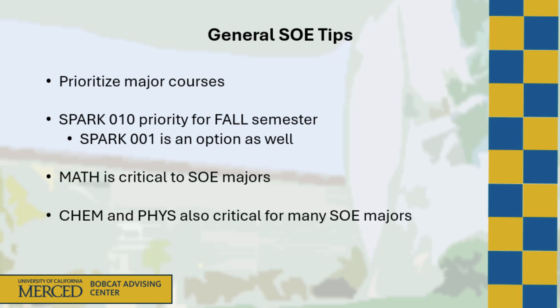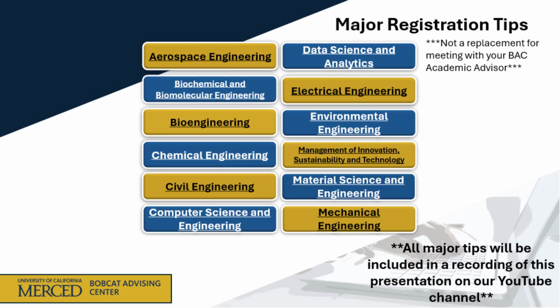Chemistry and physics are also critical for many SOE majors, but please keep in mind that different majors have different requirements, so make sure to confirm whether your major requires chemistry or physics. For this next portion of the presentation, we'll be providing registration tips based on the specific School of Engineering major. Please note that this is not a replacement for meeting with your BAC Academic Advisor. There might be some similarities between certain majors, but keep in mind that the recommended courses are specific to each major.